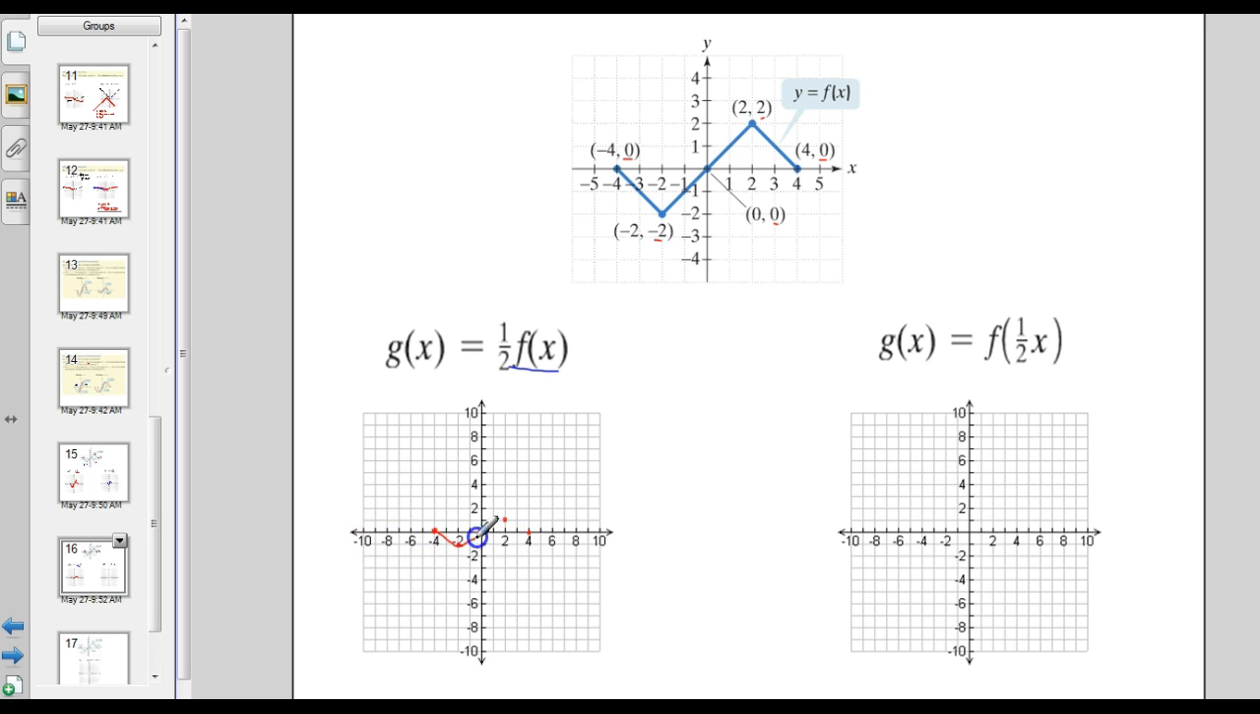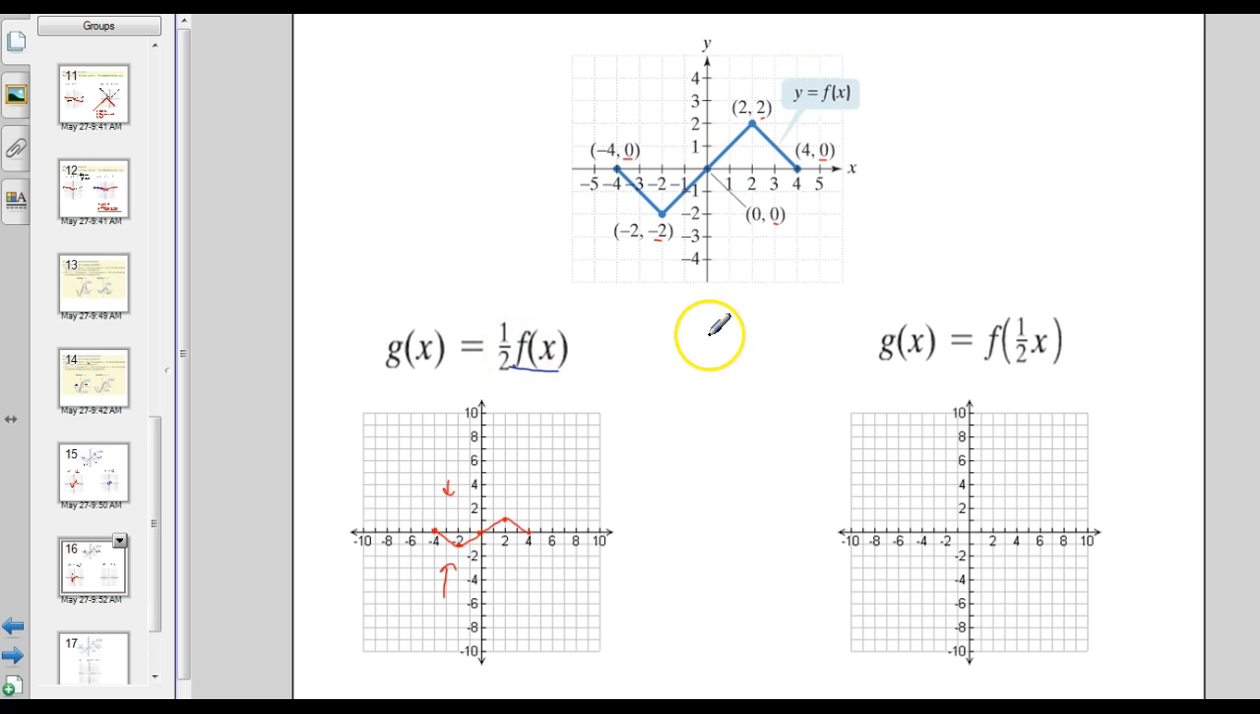Alright, taking half of 0 still gives me 0. So this is what that graph would become. It gets squeezed in or shrunk vertically. Alright, we compressed it vertically because that number in front, after we've done whatever f does as a function, we've taken half of that.